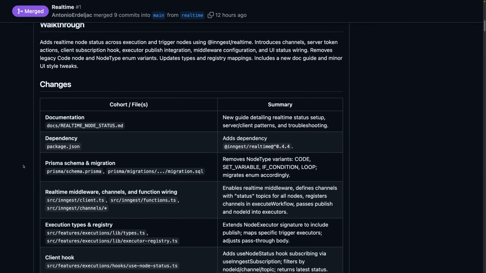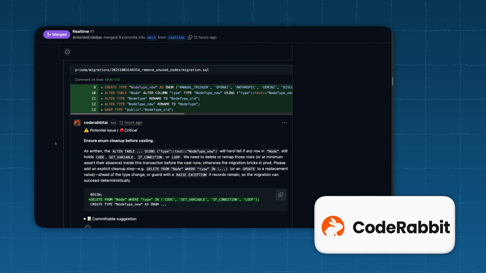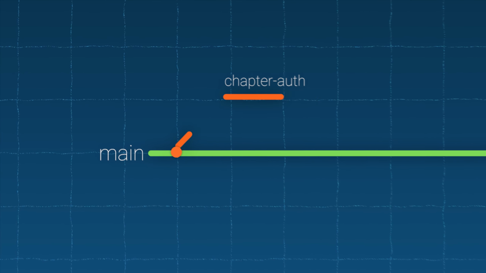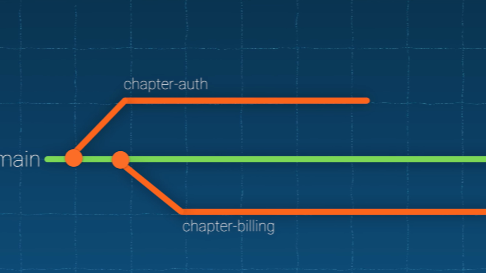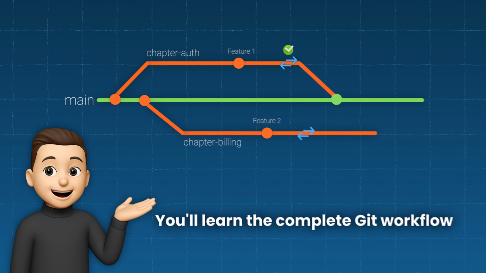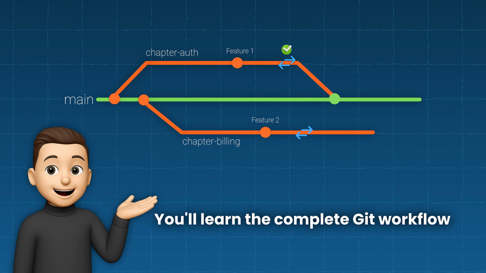Throughout this tutorial, we're using CodeRabbit for AI-powered pull request reviews. Each chapter of our tutorial is a branch, and each feature is a pull request. You'll learn the complete Git workflow alongside building this product.